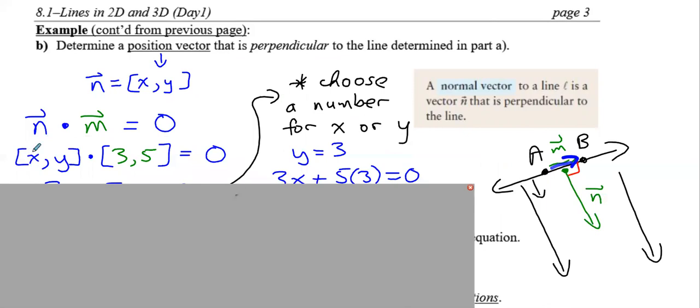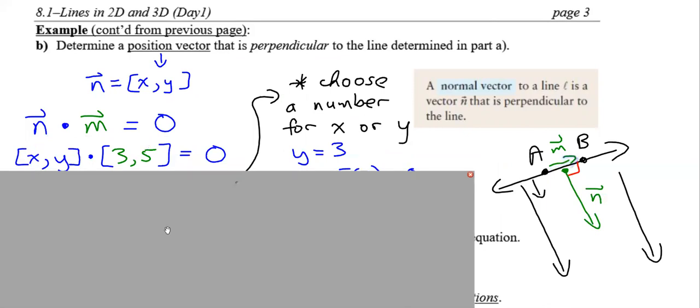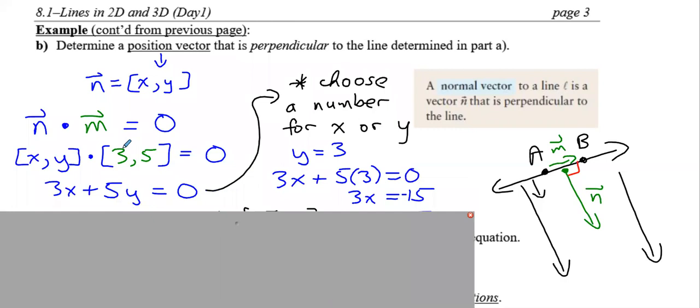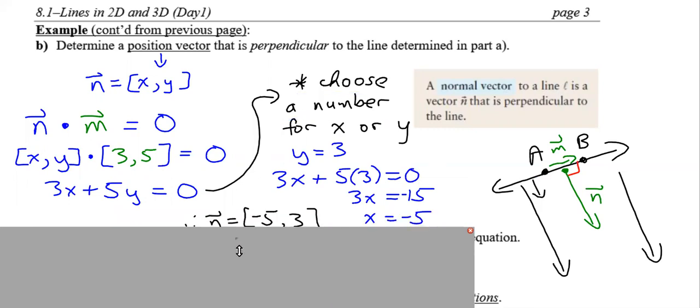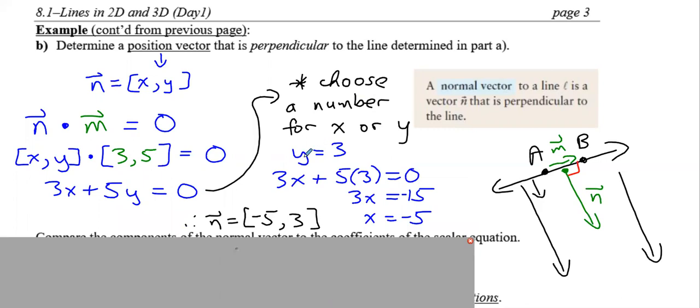Then you just algebraically manipulate that expression. So (x, y) dot (3, 5), and as the dot product tells us, it's 3 times x plus 5 times y. That gives us an equation. Now, what we're allowed to do is choose any number, because again, there are multiple vectors that will be perpendicular. It doesn't really matter what the magnitude is, as long as the direction is okay. So you choose any value for x or y, substitute it, and then get your normal vector. Randomly choose a y value, solve for x, and you get a normal vector.